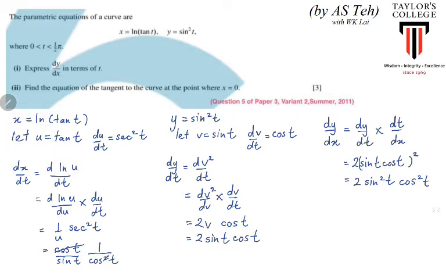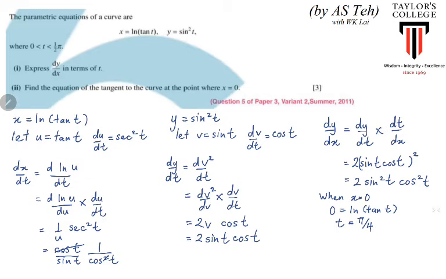Okay, I also need to figure out the value of t. So when x equals 0, that means 0 equals log tangent t. We know that log 1 equals 0. So tangent t would be equal to 1. Therefore, in order for us to get 1 as the tangent t value, t would be equal to pi over 4.